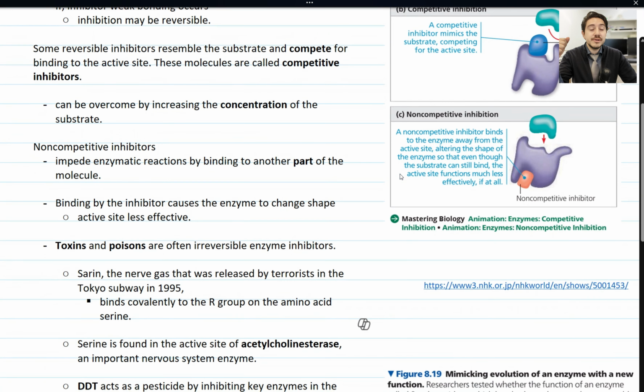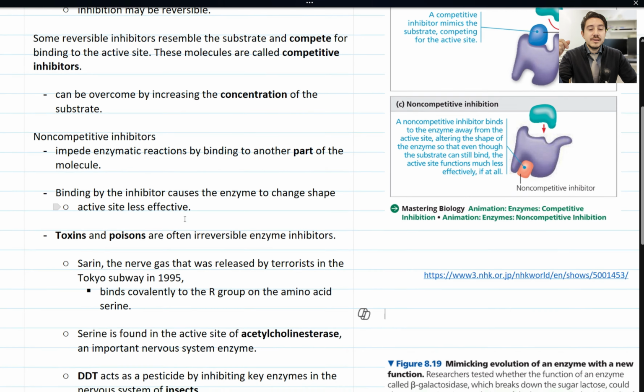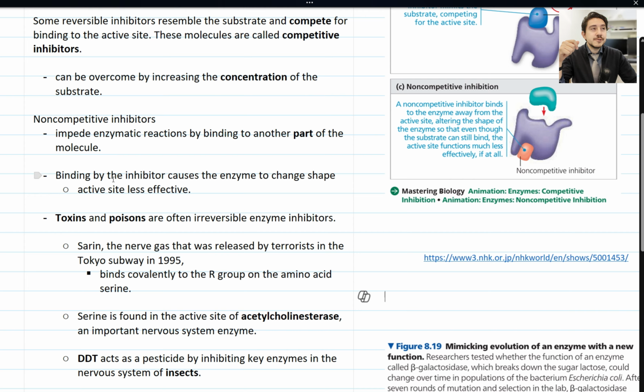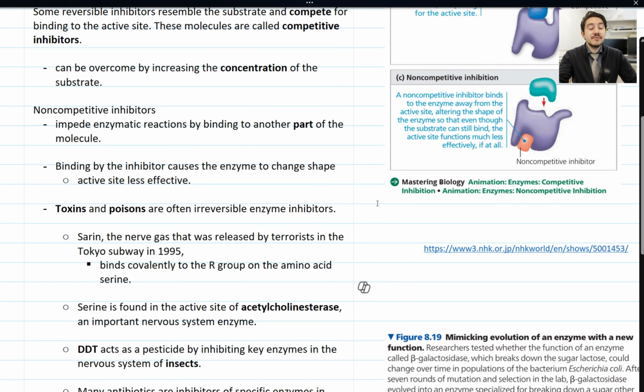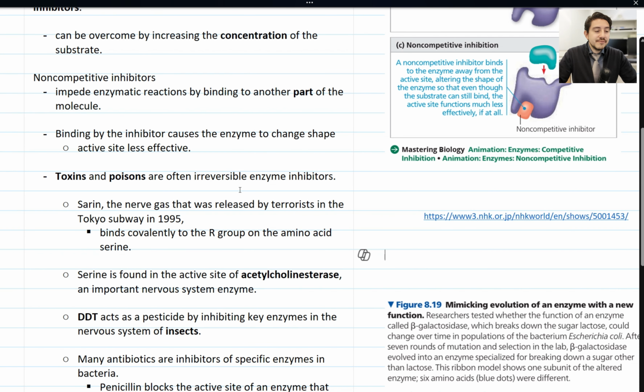There's another form of inhibition called non-competitive inhibition, where these inhibitors come in and bind to another part of the enzyme. Whenever they bind to another part of the enzyme, this will cause the enzyme to change shape. If it changes shape, it can alter the active site where the substrate is supposed to be. Because it changes the active site shape, it cannot bind to the substrate anymore. So this is non-competitive inhibition. Of course, the enzyme becomes less effective.